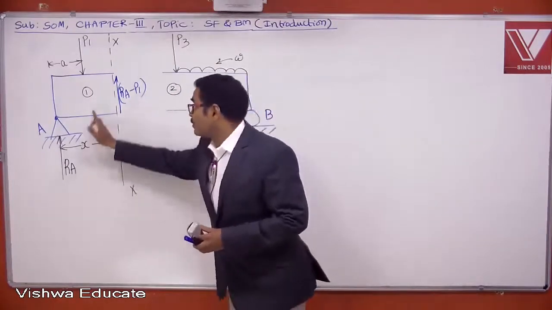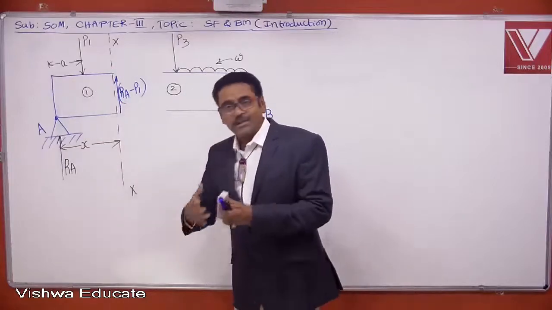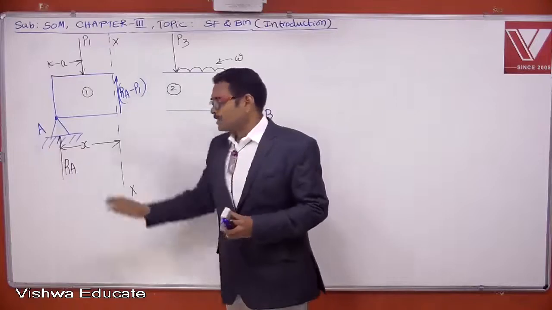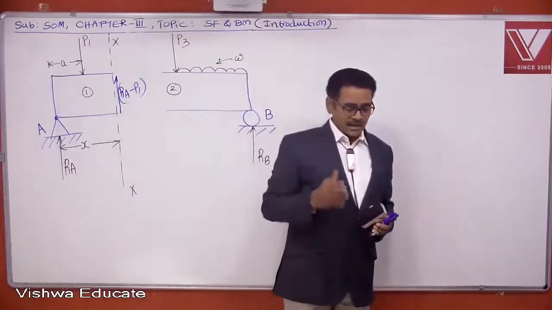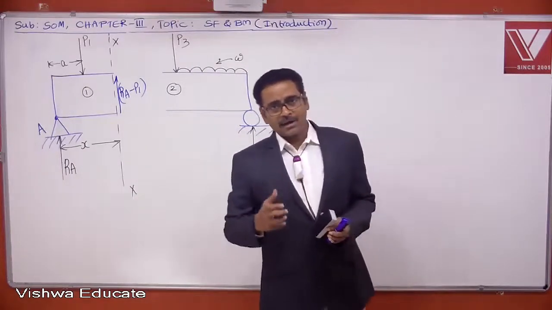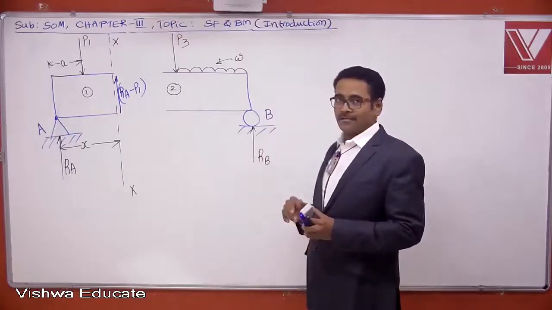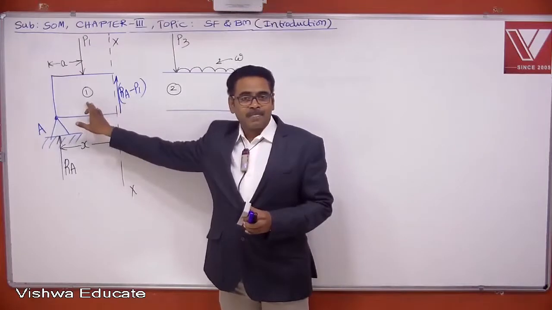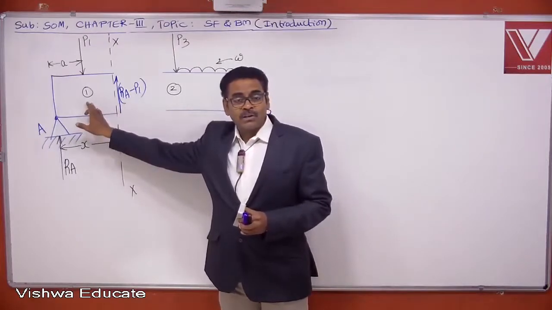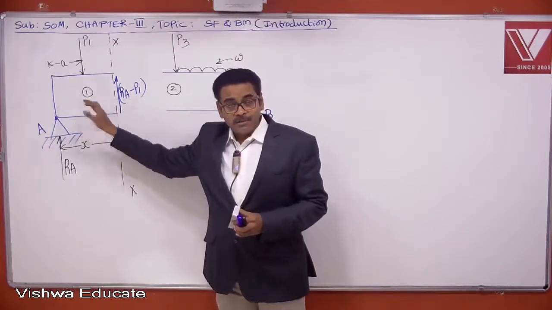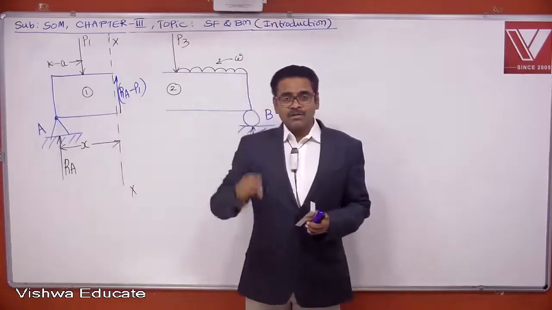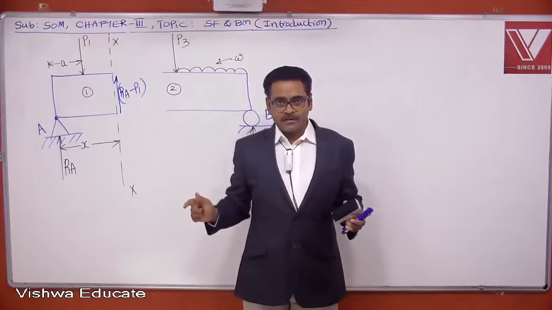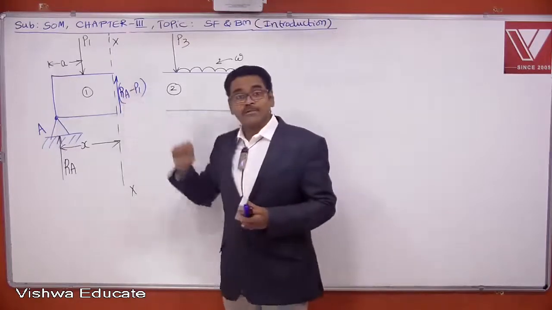RA is upward, P1 is downward. The resultant is the difference of these two. So plane XX carries a resultant force of RA minus P1 in the upward direction, but this section is in equilibrium. If this section is in equilibrium, there should not be any resultant force. Right? But we are having some resultant force.